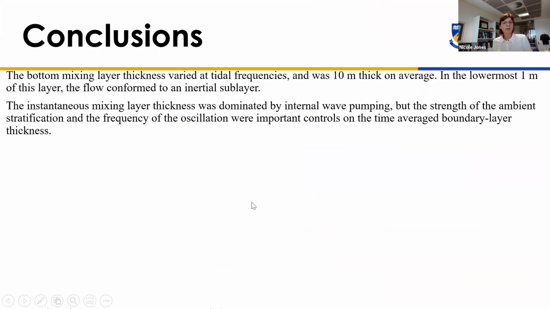So to finish off with, I want to summarise that the bottom mixing layer thickness varied with tidal frequency and forcing, but it was on average 10 metres thick, and within about that lowest 1 metre of this layer, we had an inertial sublayer. And so this concurs with the general observation of the inertial sublayer being about 10% of the bottom boundary layer.